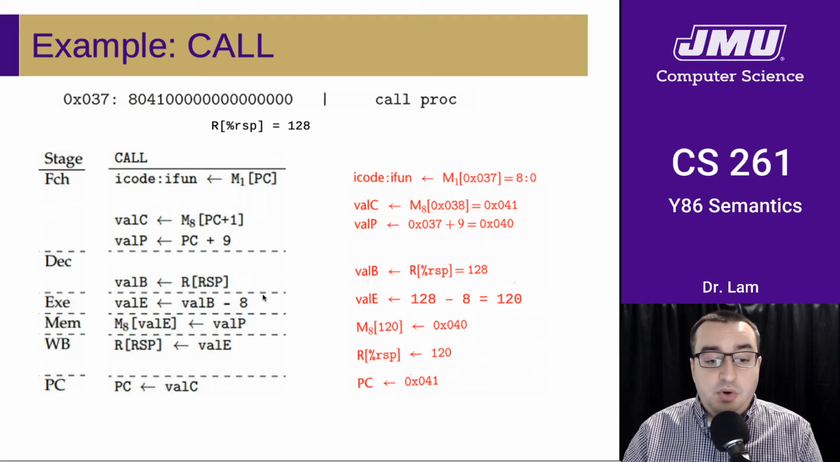We need to calculate a new value for the top of the stack. So we'll go ahead and take that and calculate val E as val B minus 8. We're going to be pushing something onto the stack, so we need to subtract an offset to get the new top of the stack. We're going to go ahead and save that return address. That's the val P that we calculated up here. So that's what gets saved to memory at our new effective address. That's the new slot on the stack that we created by subtracting 8 from the old stack pointer.